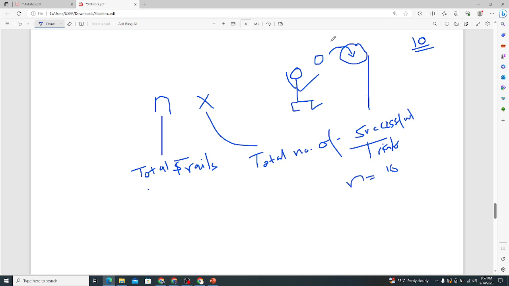Let's assume out of 10 trials, 8 of your trials, the ball made it through the basket. In that case, x will be 8. Meaning we had 10 total trials, and 8 trials were successful. Now the number of trials not successful will be n minus x. You'll get the number of fails.